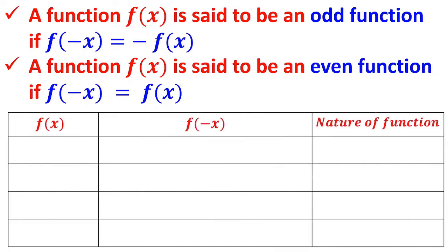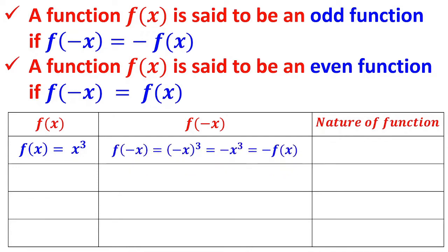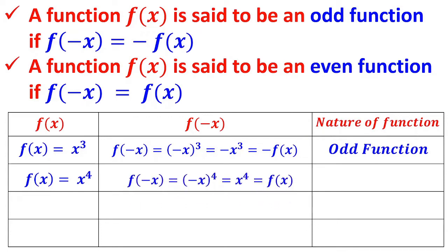Let us take some examples. I take f of x is equal to x cube. When I replace x by minus x, it will become minus x the whole cube, minus x cube, which is nothing but minus of f of x. Therefore, it is an odd function. Let us take f of x is equal to x power 4. F of minus x is minus x whole power 4, even power, therefore simply x power 4, therefore simply f of x. It is an even function.